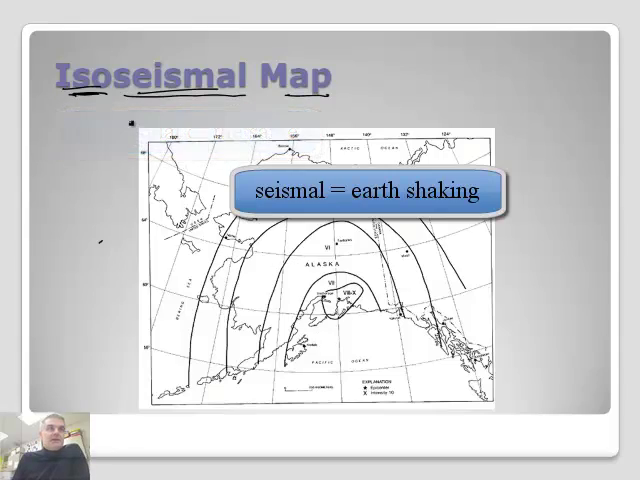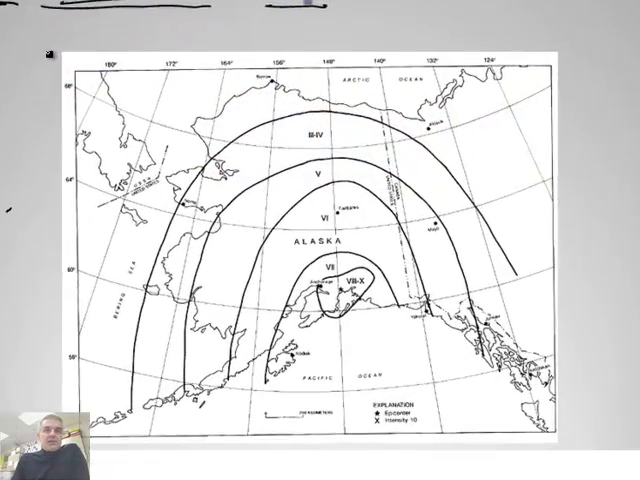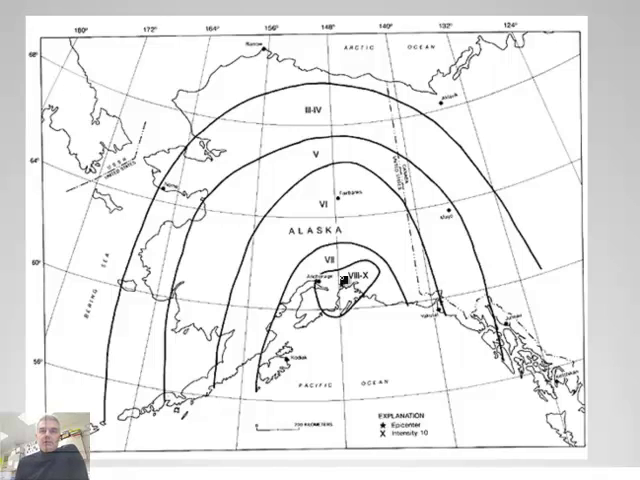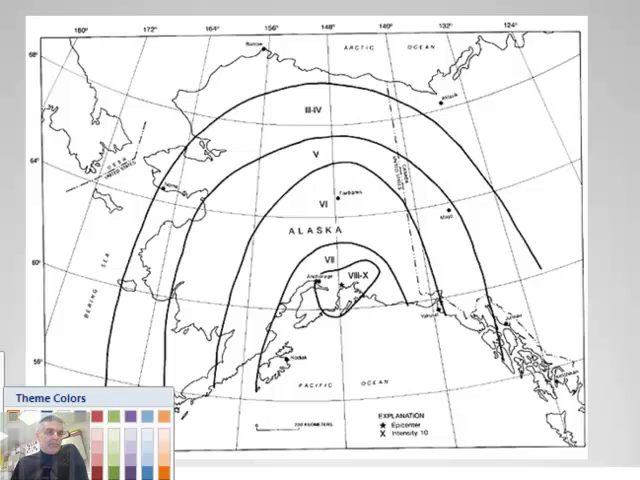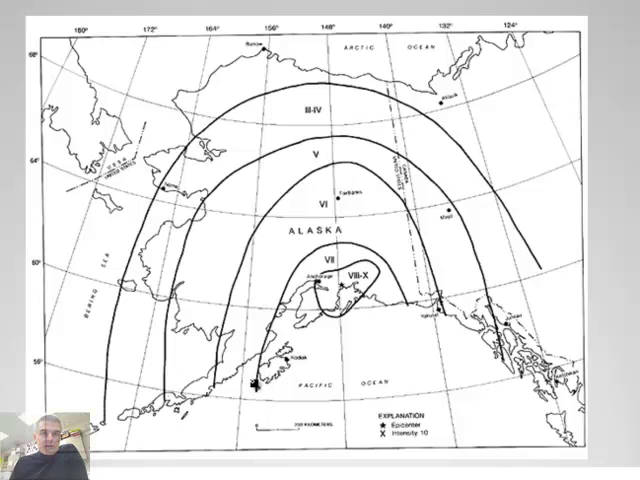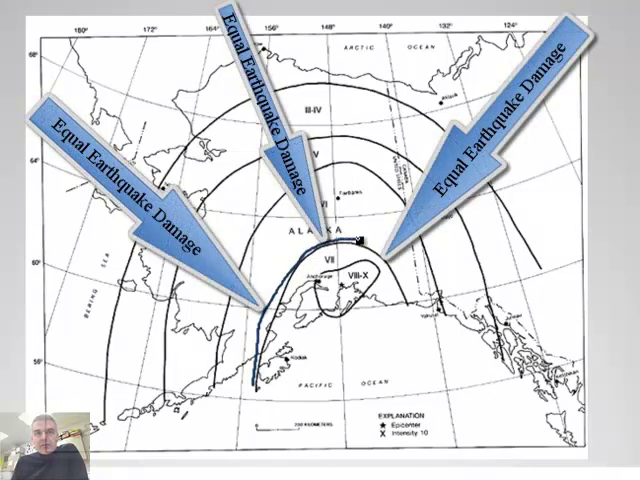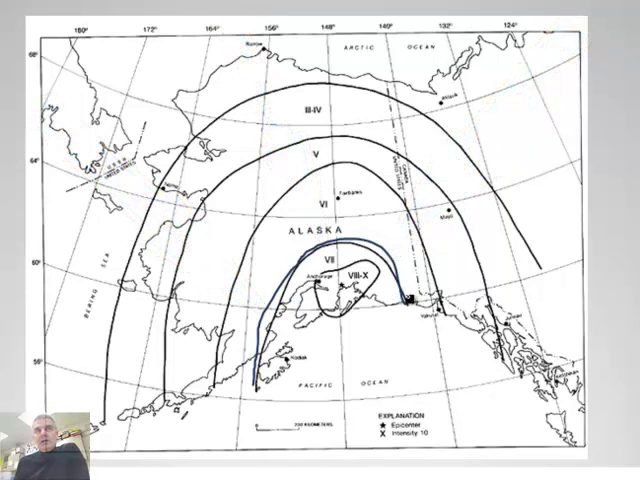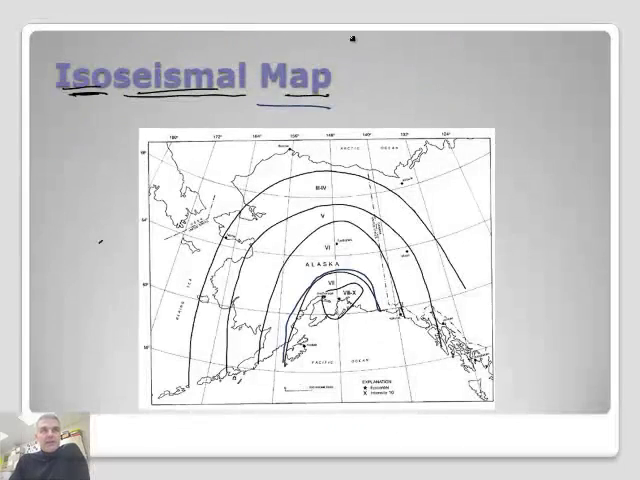We've actually seen this map before. This is the Alaska earthquake of 1964. Essentially, if you are in the same region, let me change colors, let's change to a blue. If you see this line right here, whatever is on this line has experienced the same level of earthquake. So this is an isoseismal map, and you're actually going to work on one of these in the activity in class.